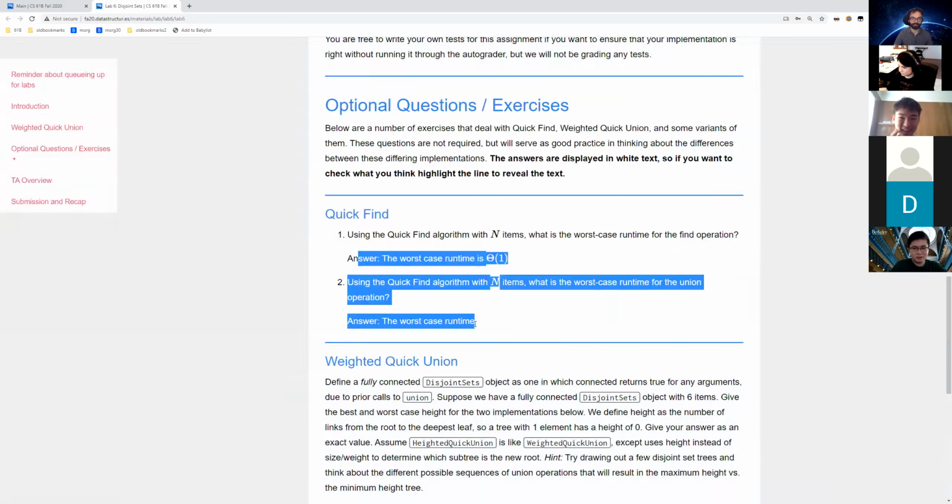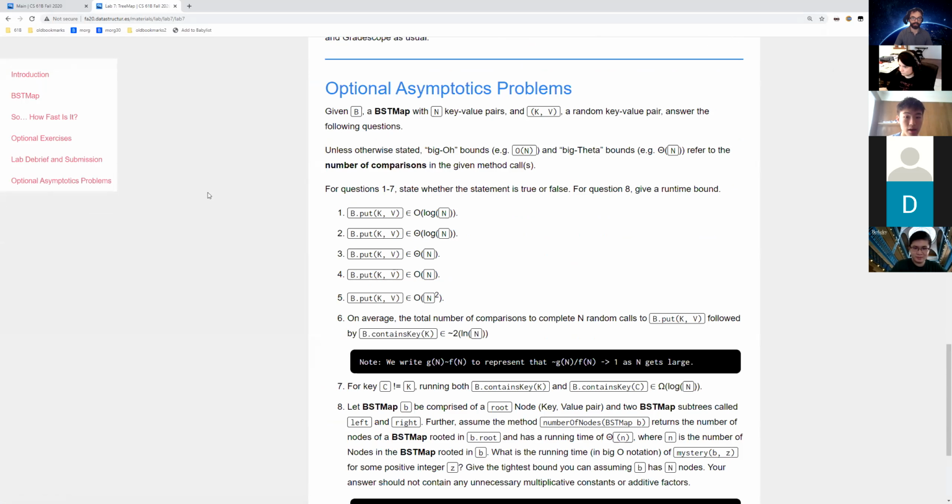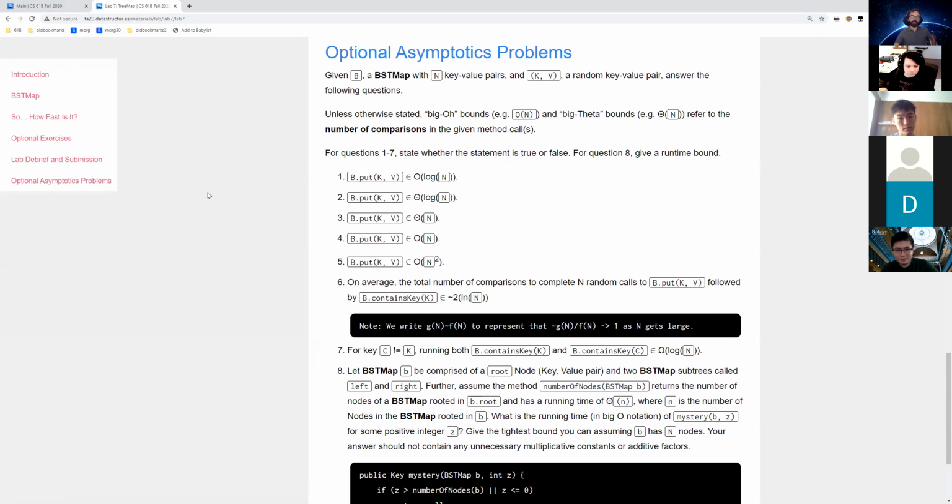Okay. These ones, the optional ones. What do you want to know? Oh, could we just go through them all? Oh, sure. Okay, cool. Let's see. True or false?